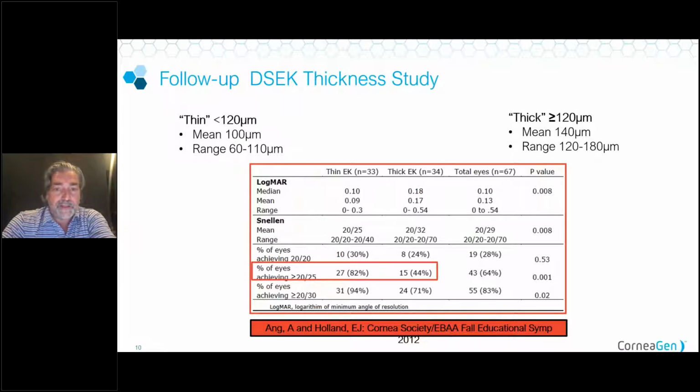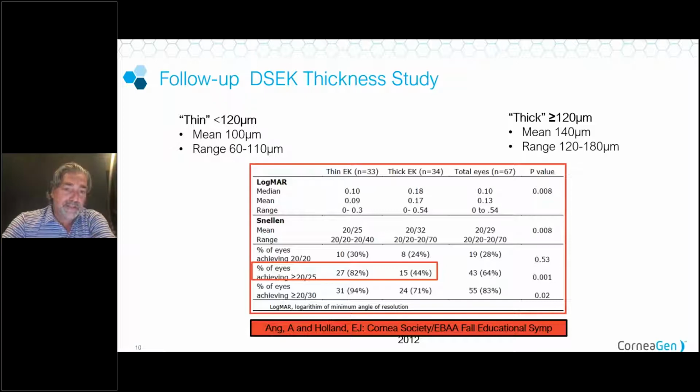So that's when we started thinking maybe thick isn't as good as thin. So this is one study done, printed by the Cornea Society and the EBAA. And at that time, it defined thin as less than 100 microns, mean was 100 microns, and the thick was 140 microns, but you see it even got up to 180 microns on that range, whereas the thin tissue had a low end of 60 microns.